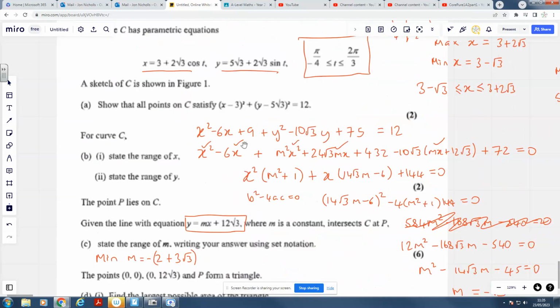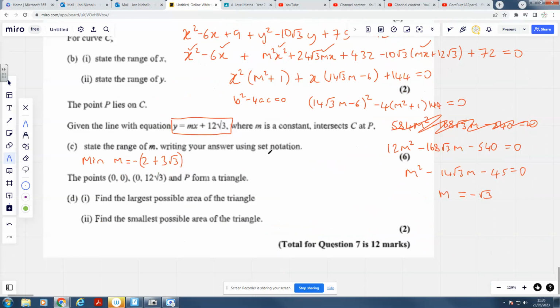Okay, so right, what is our final? Then therefore, minus 2 plus 3 root 3 is less than or equal to m, which is less than or equal to minus root 3. And then to put it in set notation, just put m such that at the start and put it in curly brackets. Or you can use some Boolean algebra.